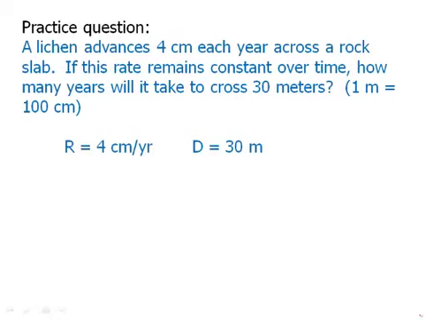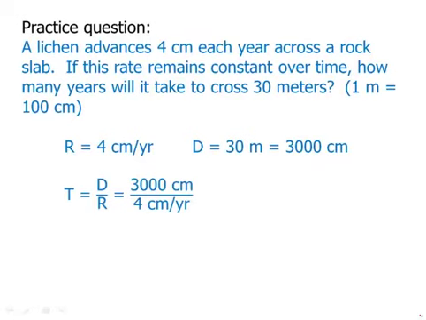So our rate is 4 centimeters per year. Our distance is 30 meters. And the easiest thing to do is just right away change that distance to centimeters. So we're just going to multiply it by 100. We're going to multiply by 100 centimeters over 1 meter, cancel the meters, and we get 3,000 centimeters. So that's the distance, and now distance and time are in the same units. Time equals distance divided by rate, 3,000 divided by 4. 3,000 divided by 4 is 750, and the time unit is year. So this will be 750 years.